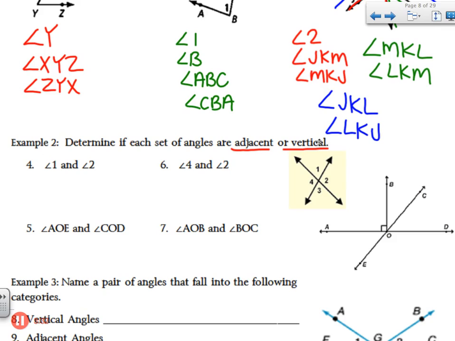So 1 and 2, I'm going to mark angle 1 with this little angle mark. So there's angle 1, and then here was the angle 2. Okay, I can actually put 2 marks to denote angle 2. So angle 1 and angle 2, they are sharing this vertex right here, and they are sharing this side, so they are going to be adjacent. They're right beside each other.